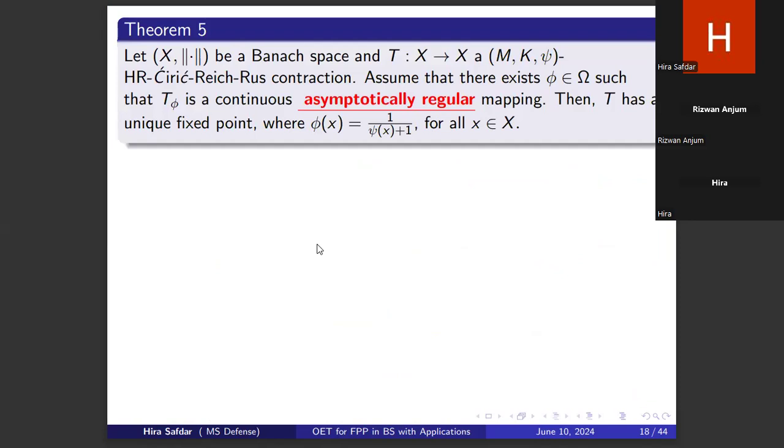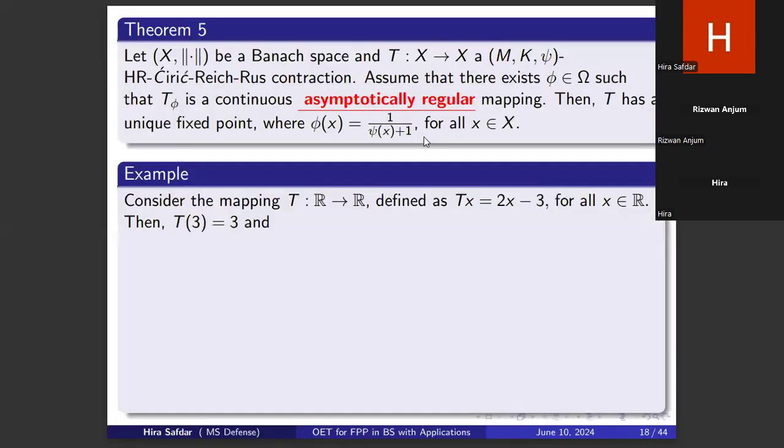In a Banach space and a mapping T from X to X via an MK psi HS Siri-Riesz contraction, assume that there exists phi belonging to omega such that T phi is continuous and asymptotically regular. Then T has a unique fixed point, where phi of x is equal to 1 over psi(x) plus 1 for all x belonging to X. So here is the example.